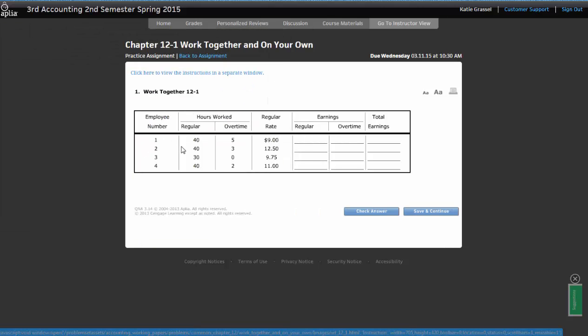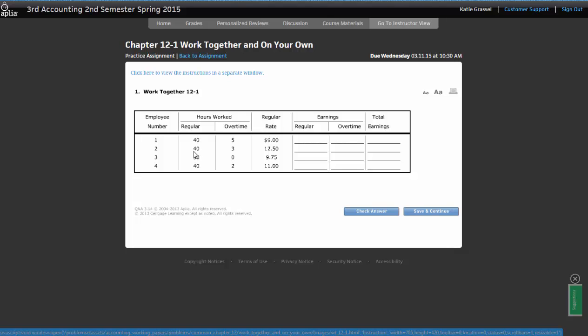But basically, we have a table set up here, and I want to note that employees are listed here by employee number, not necessarily by employee name, because oftentimes it's easier to work with numbers for sorting instead of names. And then we can see here we have a number of regular hours worked, we have overtime hours worked, and we have regular rates.